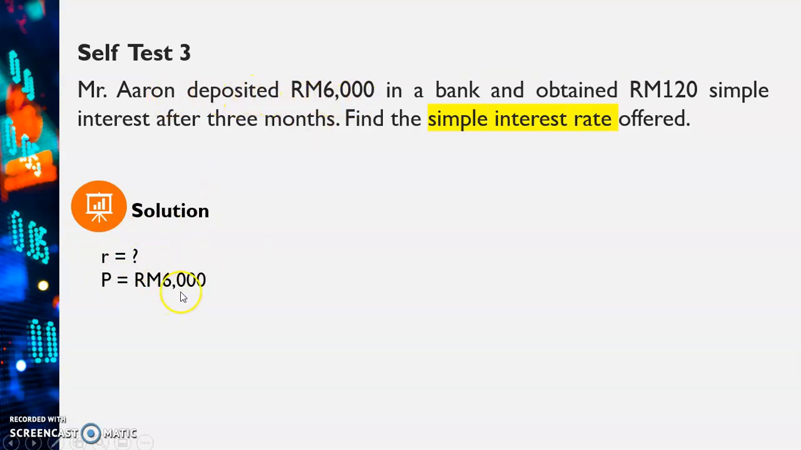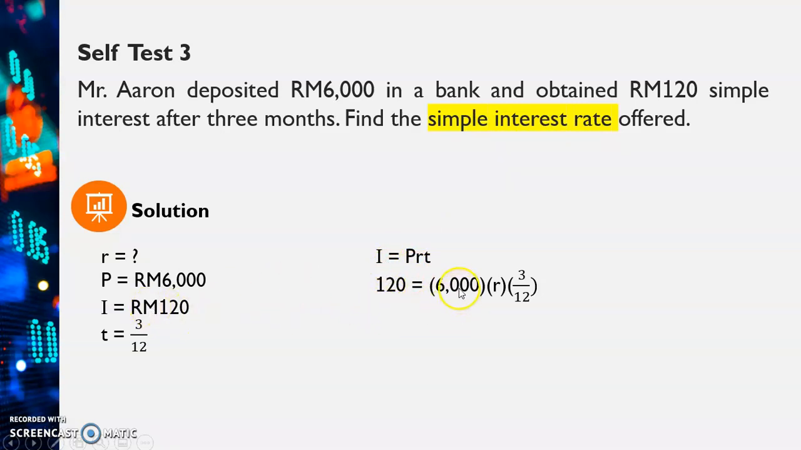Deposited 6,000, so definitely it's going to be your P. It says that it obtained 120 simple interest, so it's going to be your I. And how about your T? It's 3 months, which is 3 over 12. So to find the simple interest rate offered, you want to get your R. I'm just going to substitute: I is 120, P is 6,000, and T is 3 over 12. You transpose and you get your R. It's going to be 0.08, and you have to change it to percent, so you get 8%.